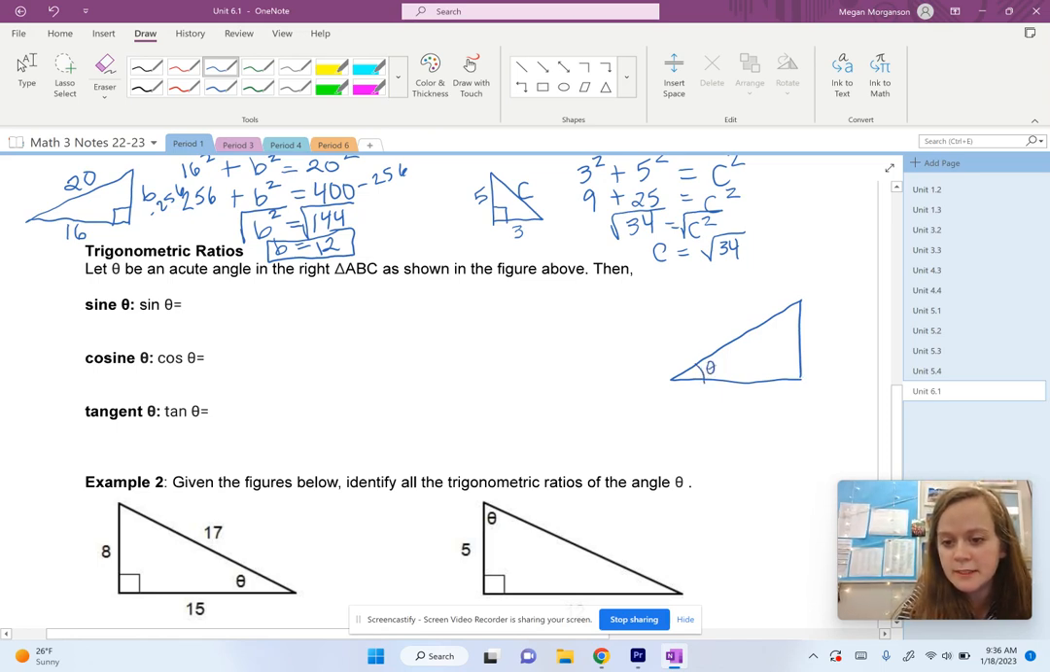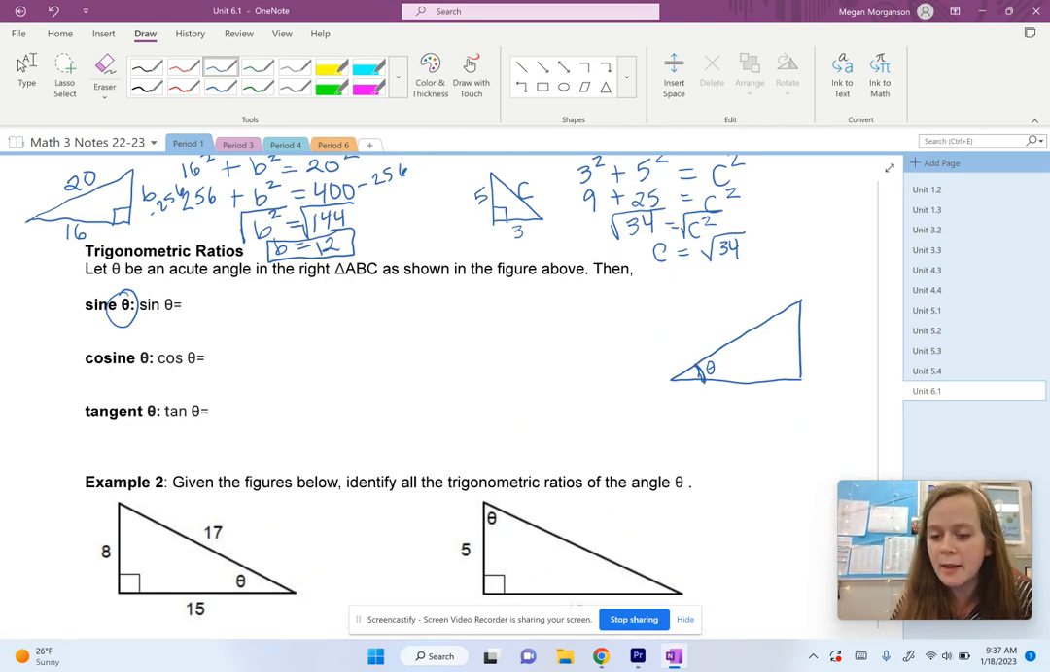So let's say we're going to focus on this angle. A lot of times we'll call the angle theta. That's what this looks like, an O with a line through it. That's called theta, and that's what we use to describe the angle. So if we're talking about this angle here in the corner, theta, we're going to use things like opposite, adjacent, and hypotenuse. Hypotenuse is always going to be this long side. It's always the longest one.